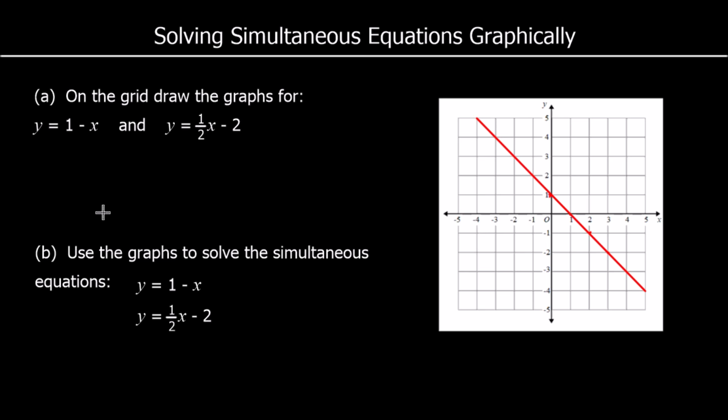So that is the graph of y equals 1 minus x. Y equals half x minus 2. It's got a y-intercept of negative 2. And for every one it goes across, it goes up half. So across 1 up half, across 1 up half, and so on. So that graph will look like this.